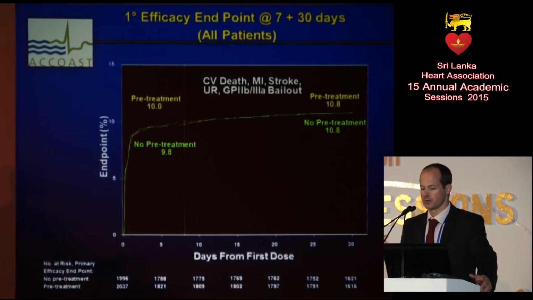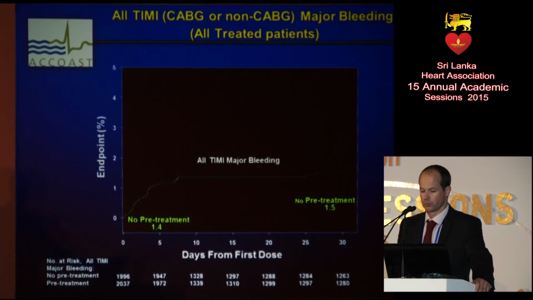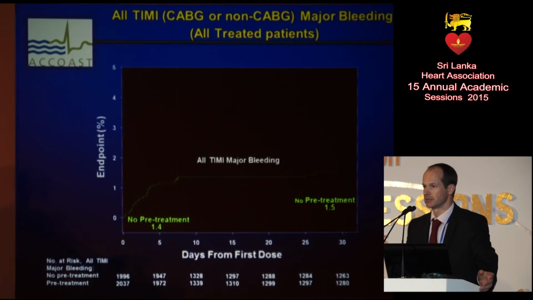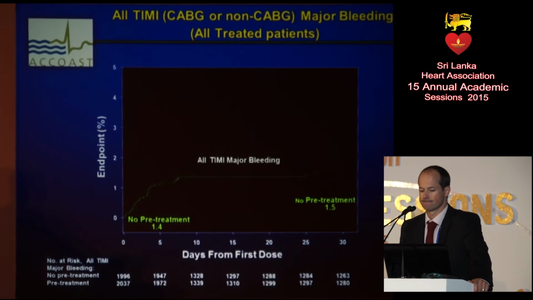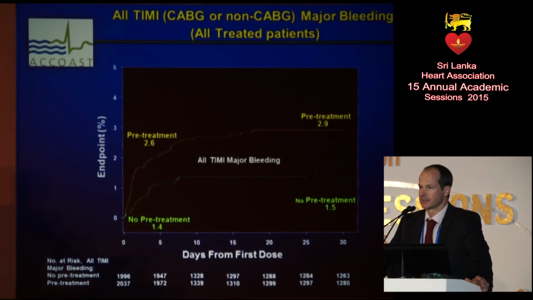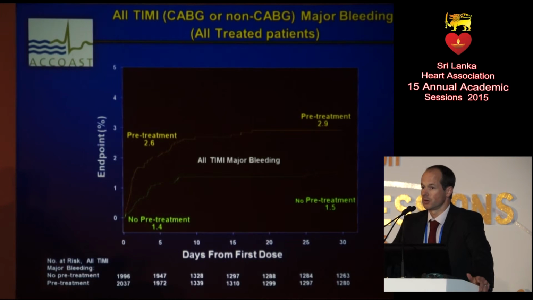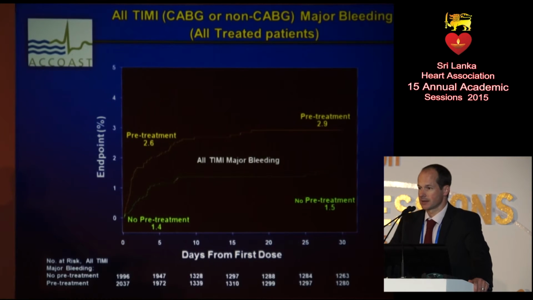And preloading seems to come at a bit of a cost. So this is with no pre-treatment. This is TIMI major bleeding. And that is with pre-treatment. So pre-treatment effectively doubles the risk of TIMI major bleeding. So no real benefit, comes at a cost. If you can get on and do the angiogram within 48 hours, I don't think there's any role for giving them up front.